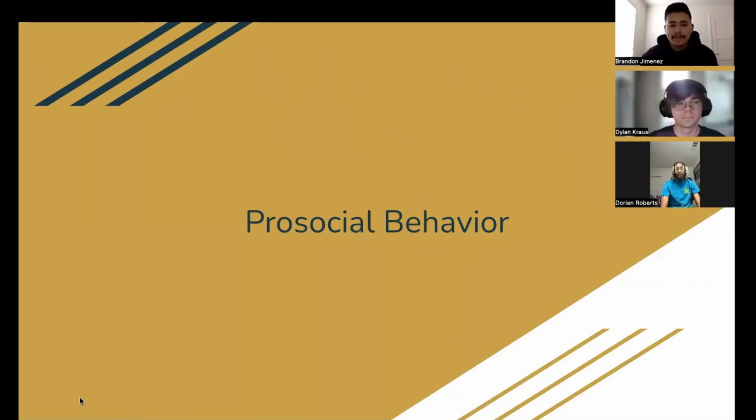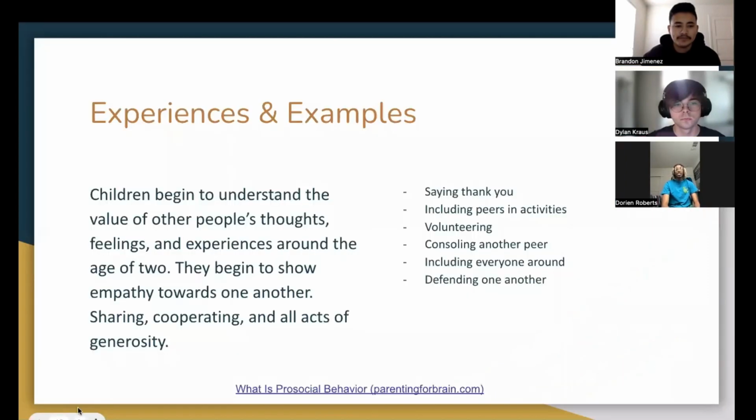Now we are moving on to pro-social behaviors, meaning behavior through which people benefit others. So as we have here, experience and examples: children begin to understand the value of other people's thoughts, feelings, and experiences around the age of 2. I did say first grade, but it's a little earlier, as you see. They begin to show empathy towards one another, sharing, cooperating, and acts of generosity.